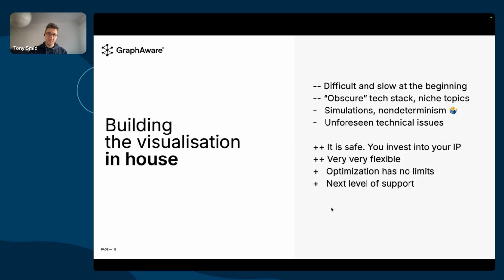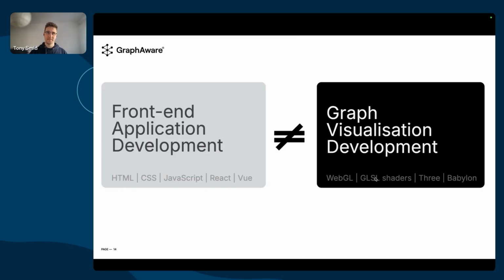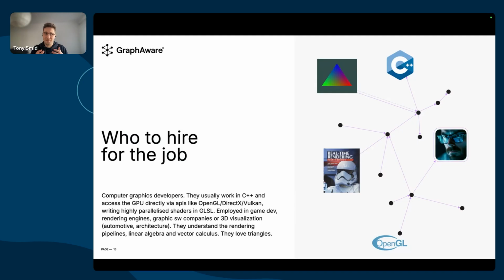All right, so by this point, I hope it's clear that front-end application development, doing your React application or Vue.js, Angular, Svelte, whatever, is something else than the graph visualization development, which is much closer to developing like a game engine or something. So who should you hire to do the job to actually implement this for you?